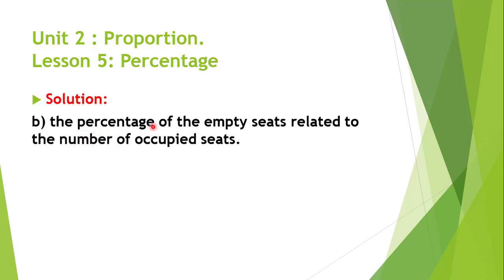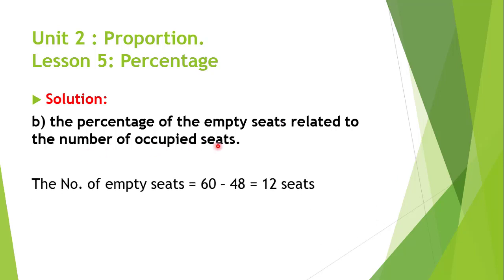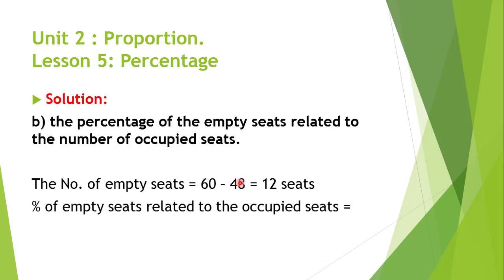B, here I want the percentage of empty seats, but in this case not related to the total number of seats, related to the number of occupied seats. So let's calculate the number of empty seats. All seats, 60, minus 48 equals 12 seats. Related to what? To occupied seats, which are 48. So 12 over 48, then multiply by 100%, the result will be 25%.